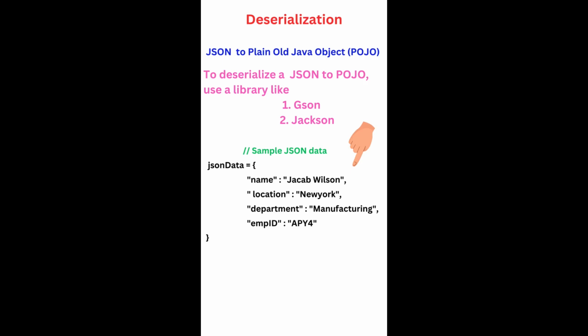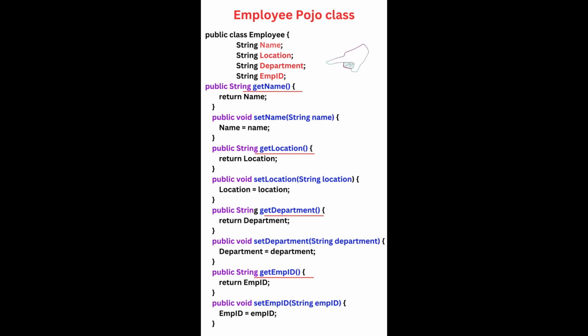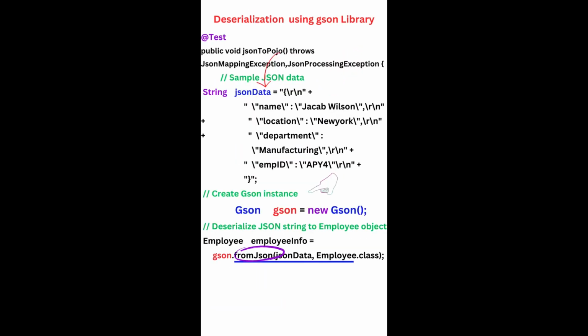Deserialization. JSON to plain old Java object. To deserialize JSON to a POJO, use a library like Gson or Jackson. Here we have a class Employee with instance variables name, location, department, and employeeID, along with getter and setter methods for each variable. Let us see deserialization using the Gson library.